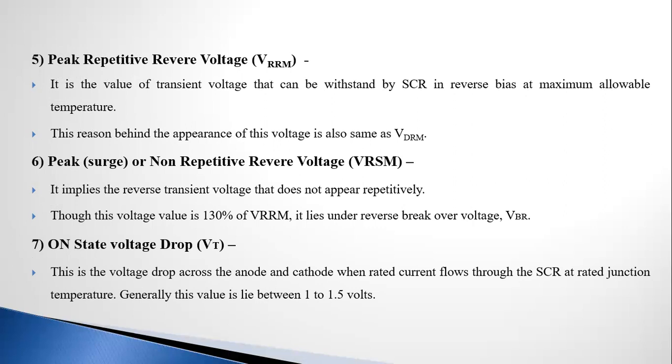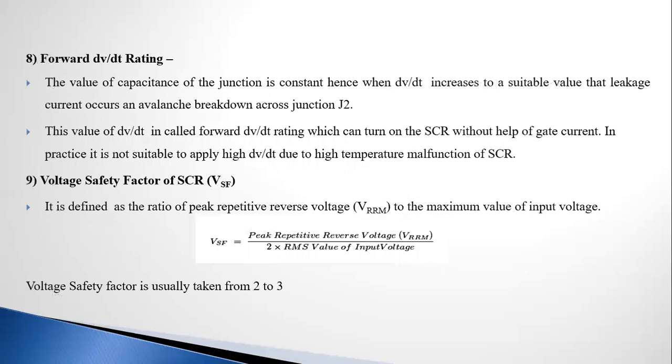Okay. Now next one is the on-state voltage drop. That means, what are the ratings for the on-state voltage drop? This type of rating is the voltage drop across the anode and cathode when rated current flows through the SCR at rated junction temperature, and generally this value lies between 1 to 1.5 volt. So this is all about the concept of the on-state voltage drop. It is identified as V_T.